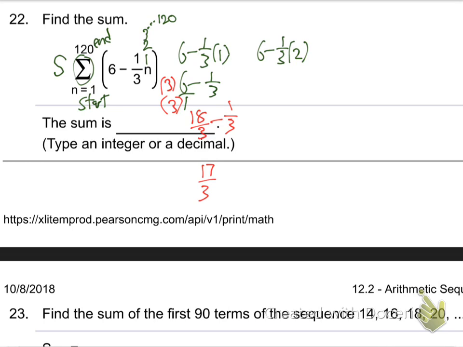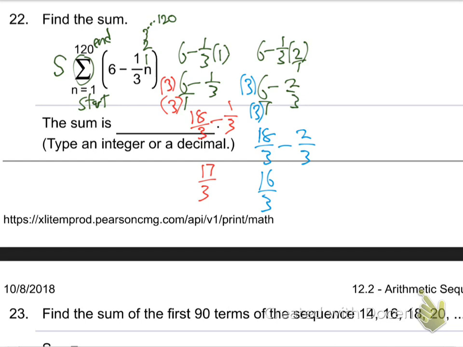Let's find the second term. Second term is 6 minus, now what does that whole number 2 do when it multiplies 1/3? It's 2 over 1. Any whole number is over 1, so it's 2/3. So this is 6 over 1 minus 2/3. Oh, it's subtraction. Multiply top and bottom by 3. Get 18/3 minus 2/3, which is 16/3. That's the second term.